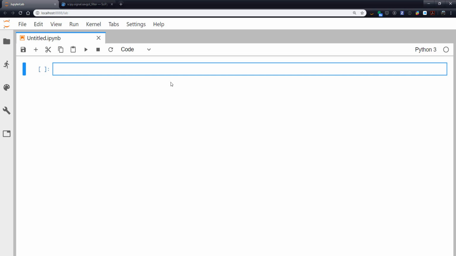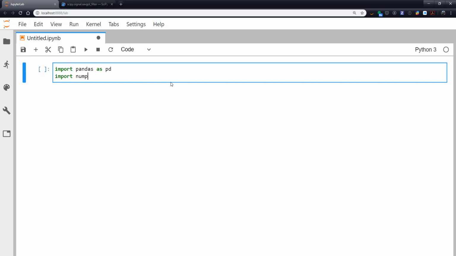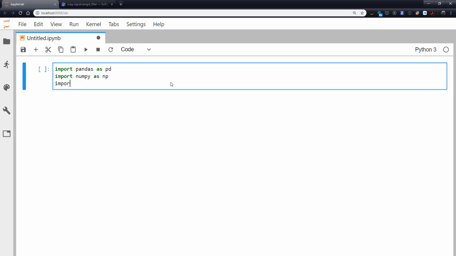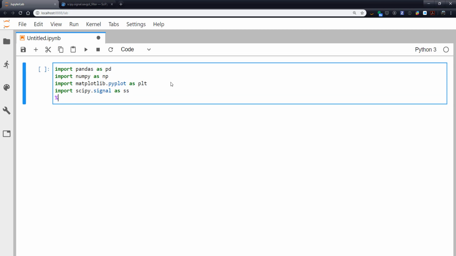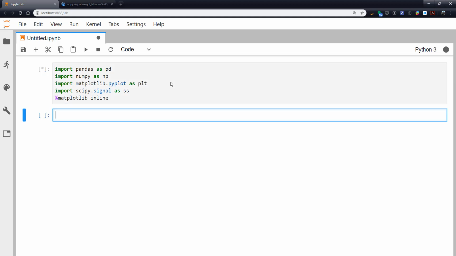So I'm going to do exactly what we did last week, reading in some Mesonet data. So we're going to need pandas, NumPy, matplotlib, and I'm going to import scipy.signal as SS. And then don't forget matplotlib inline.